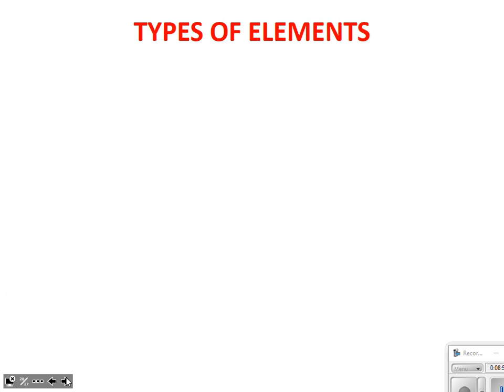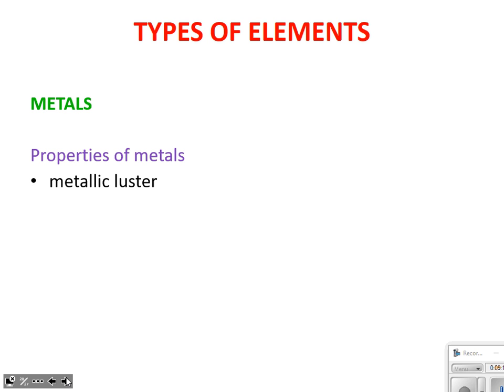Now let's discuss some types of elements that you'll see on here. We have 3 different types of elements on this periodic table. Metals, and we're going to list some properties of metals. They have a metallic luster. Okay, a metallic luster, that means they're shiny.